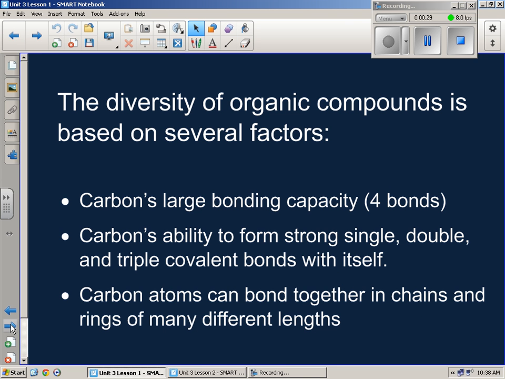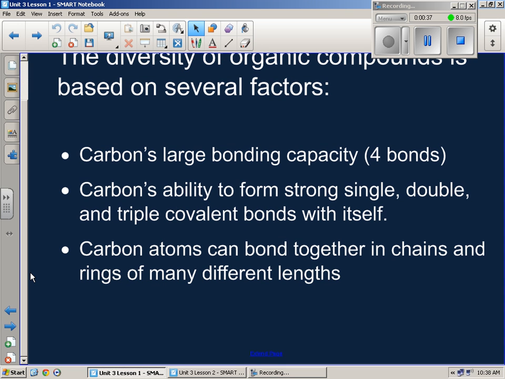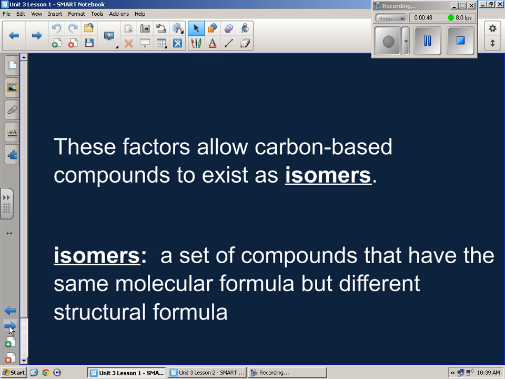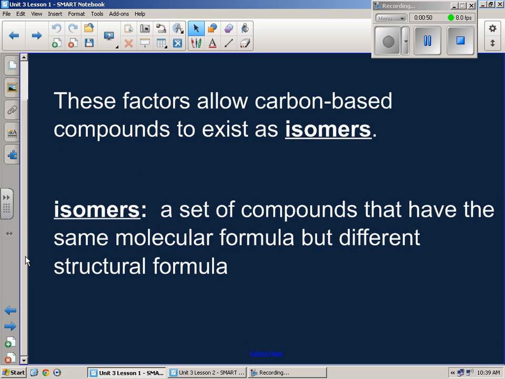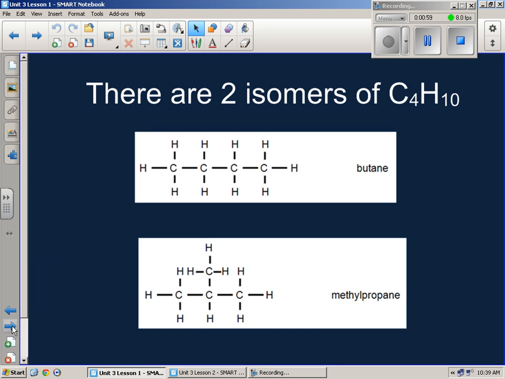The diversity of organic compounds is based on several factors we talked about. Carbon has the ability to form 4 bonds around itself, so it leads to lots of different types of structures, which we're going to start talking about today. We could talk about single bonds, double bonds, triple bonds between carbons, and carbon atoms can bond together in chains with different lengths. These factors allow carbon-based compounds to exist as isomers. Don't forget, isomers are the same formula, but a different structure. And we're going to get you to draw a few of these today.